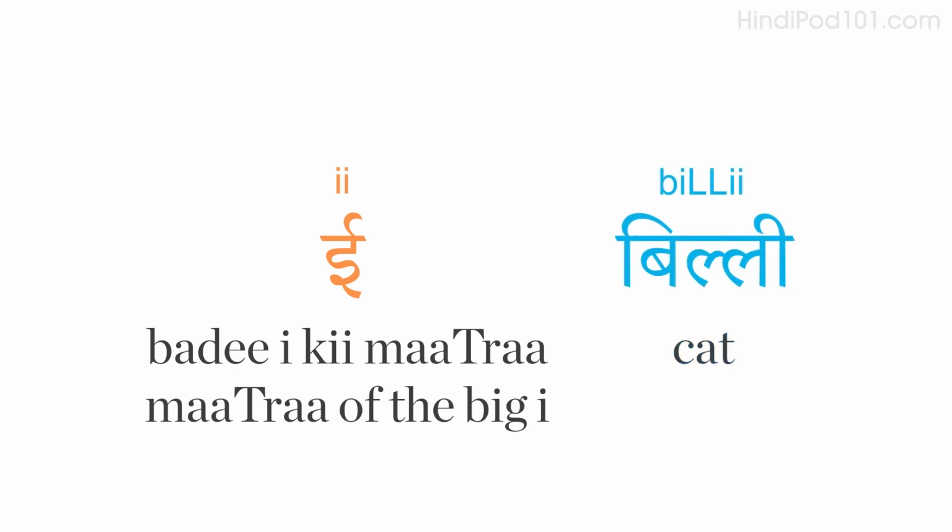Let's look at another word. Cat, billy. See this matra on the letter L. This is called the badi E ki matra or matra of the big E. Here, L becomes li.